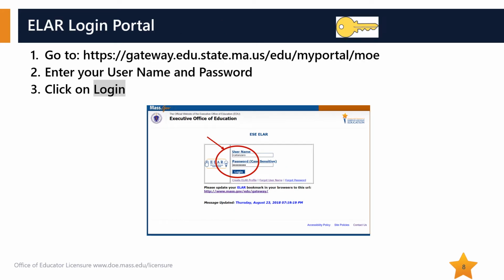Once you are logged in to the ELAR login portal and know your username and password, you have access to multiple online features. Let's take a closer look at how to apply and pay online. From the ELAR login portal, enter your username and password and click Login.